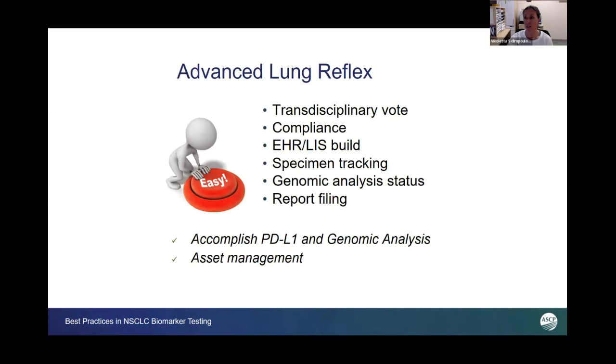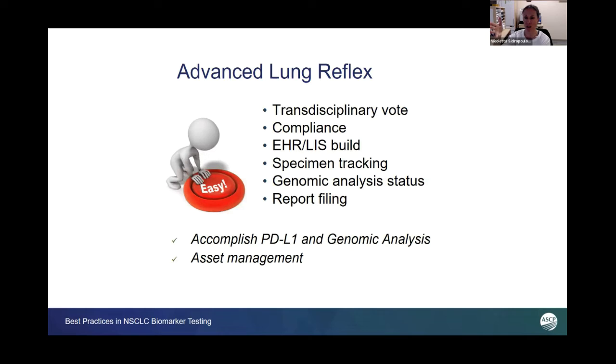What we did here, in the example that we've done a lot of stuff here, but the one example I want to go over today, because it's illustrative of a lot of these points, is the advanced lung reflex that we implemented. The advanced lung reflex empowers the anatomic pathologist at the time of morphologic diagnosis of non-small cell lung cancer or carcinoma, can't exclude lungs. So you really have a high suspicion it's lung cancer, non-small cell lung cancer.